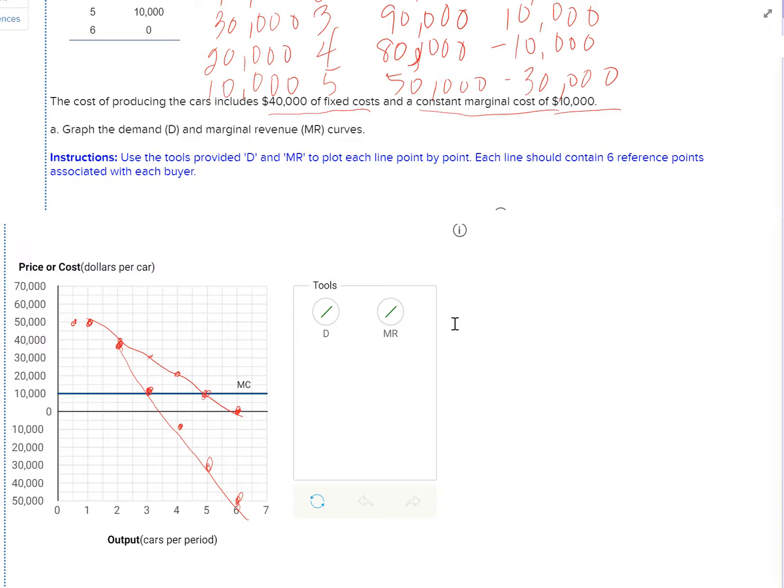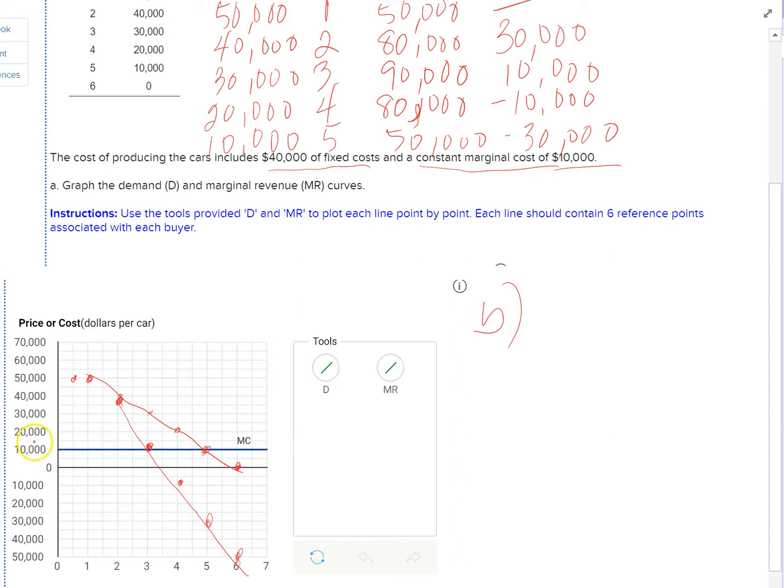Your homework is going to ask you the profit maximizing price and quantity in this market. So profit maximizing, this is part B. And profit maximizing is going to be where MR equals MC. So marginal revenue is equal to marginal cost. And they've given you the marginal cost curve here at 10,000. They said it's constant. Right? So we've got marginal revenue equal to marginal cost. And so your profit maximizing output is where MR equals MC. In this case, we can see it's at a quantity of 3.